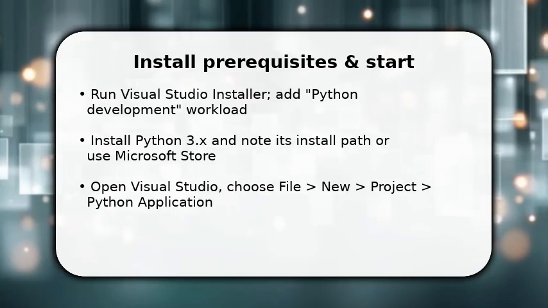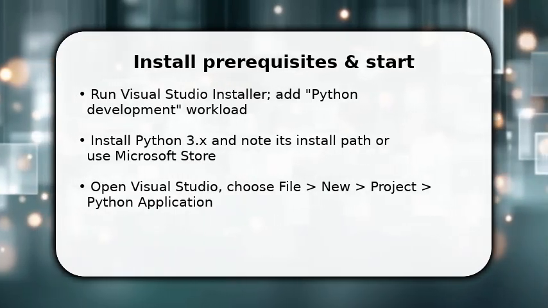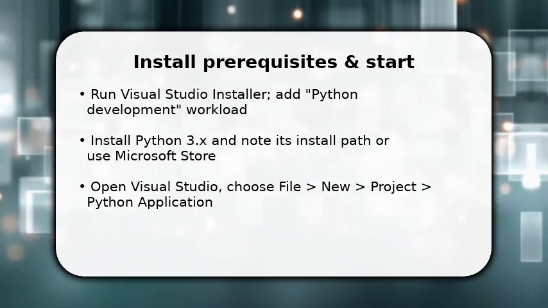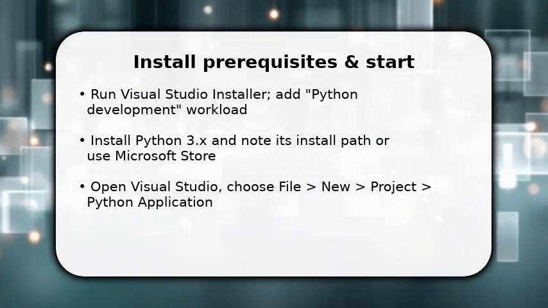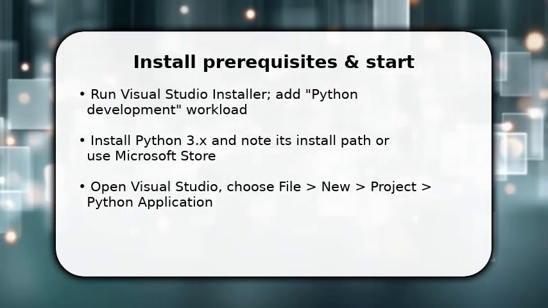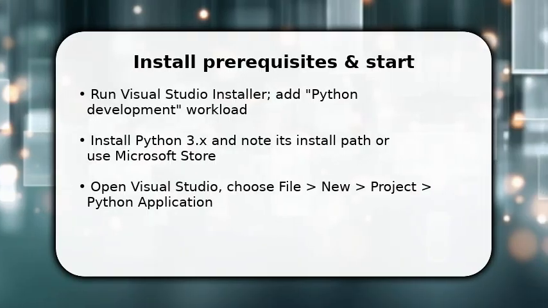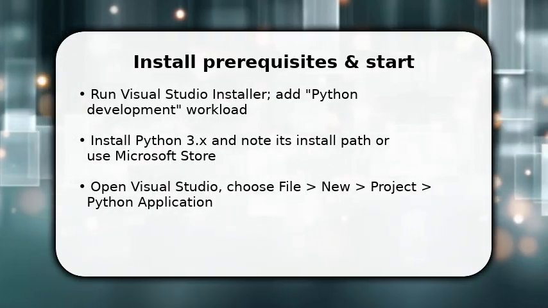You begin by ensuring Visual Studio has the Python workload. This gives you IntelliSense, debugging, and environment tools. Once the installer adds Python development, make sure a Python 3.x interpreter exists on your machine or install one. Visual Studio will map to that interpreter.